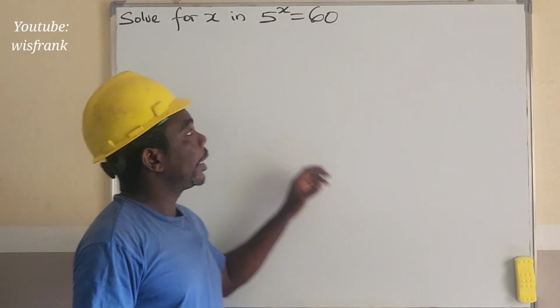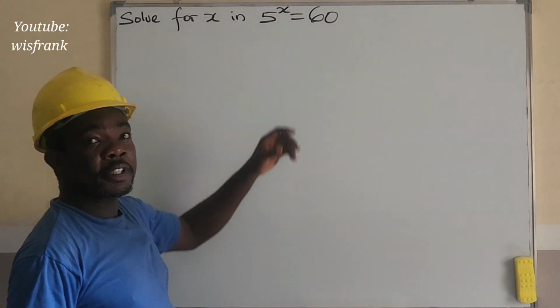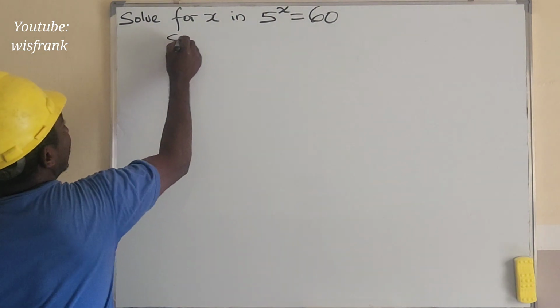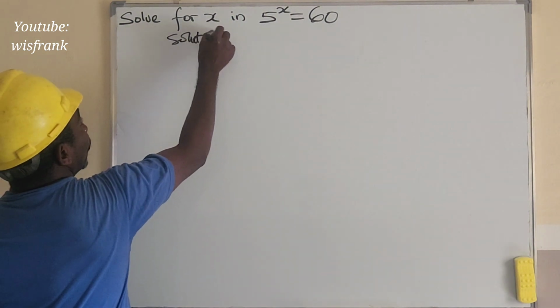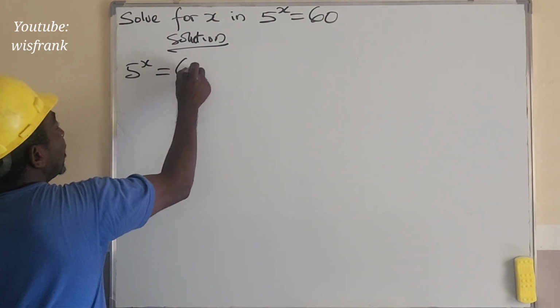Today, we are looking at this question. It says solve for x in 5 to the power of x equals 60. So we are going to solve for the value of x. Solution: we are given 5 to the power of x equals 60.